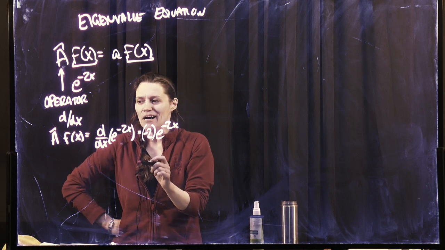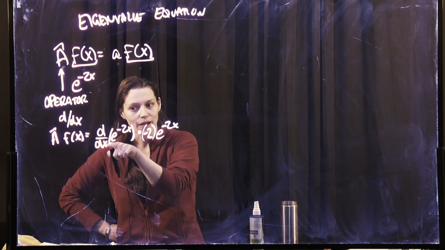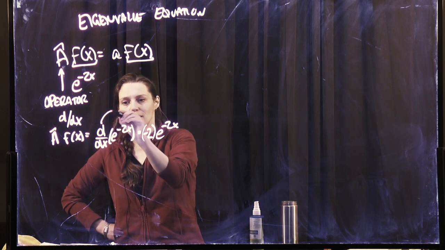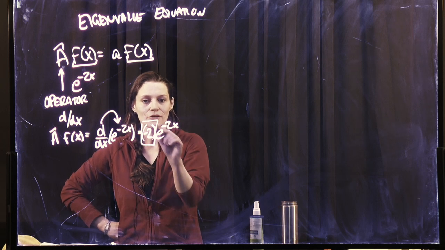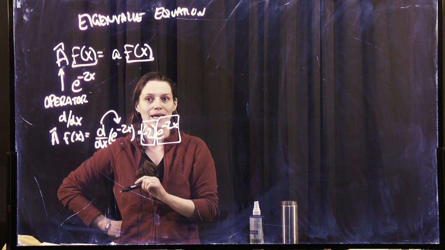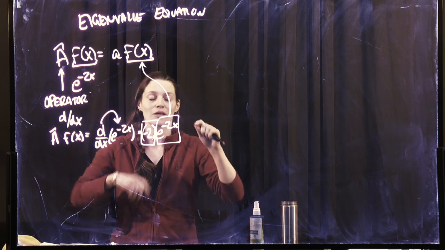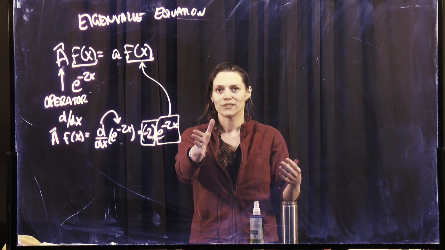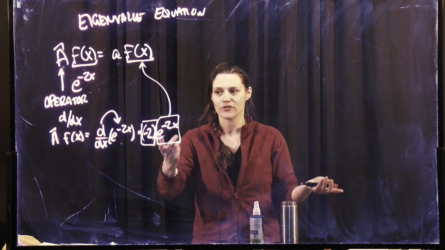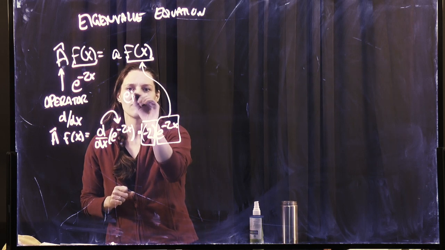Whatever. So A operates on f of x. My operator, d/dx, operates on my function. Then what it gives me is a value and the function back again. Hooray! So the function giving the function back again through the operation is what says that we have an eigenfunction equation. The value here is called my eigenvalue.